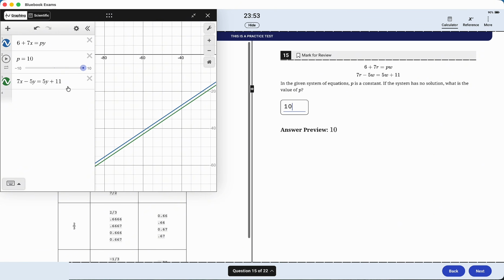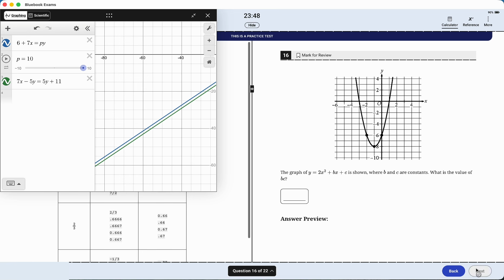Otherwise, you can rearrange them to slope-intercept form and set their slopes equal to each other, right? But the slider, that's usually the fastest way if that works. This one over here says the graph of 2x squared plus bx plus c, where b and c are constants. What's the value of bc?